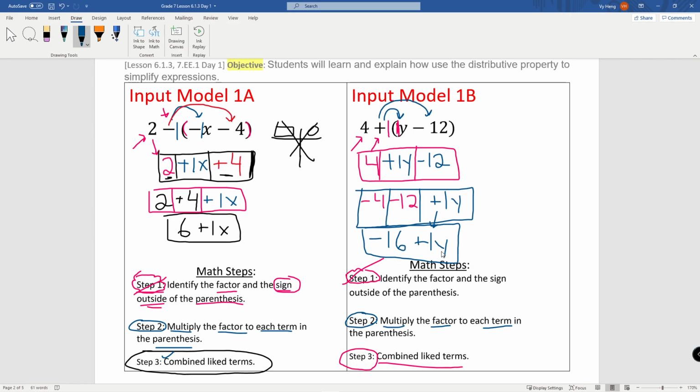You can't combine these because they're not like terms. Okay, so that's about it. And there's a few more that are going to be different. If you want to, you can go to assignments to do that. If you did not finish this, you need to go in and finish it.